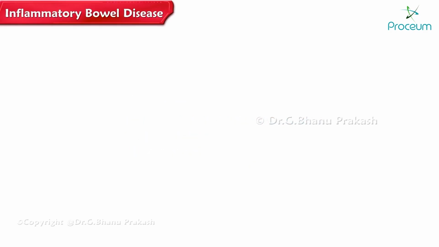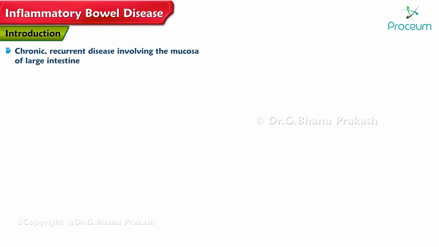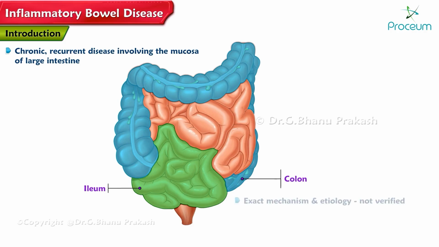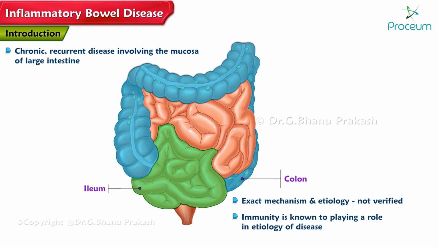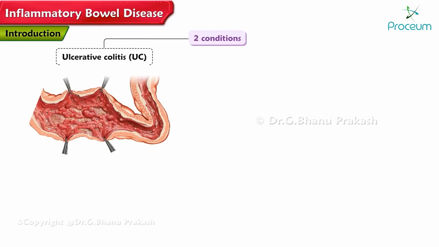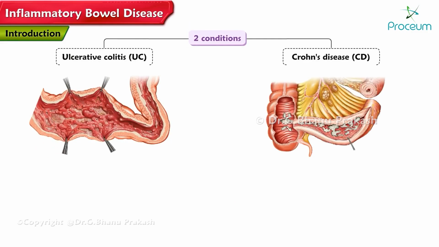Inflammatory bowel disease. Introduction. Inflammatory bowel disease is a chronic, recurrent disease involving the mucosa of the large intestine, especially of the ileum and colon. The exact mechanism and etiology of the disease is not verified, but immunity is known to be playing a role in the etiology of the disease. It comprises two conditions: ulcerative colitis and Crohn's disease.